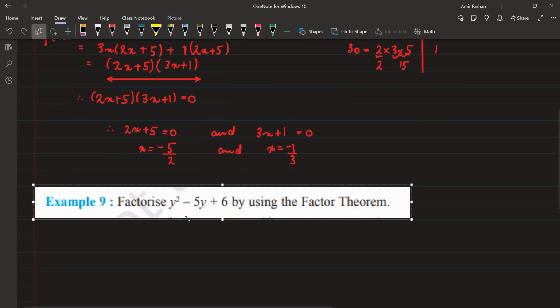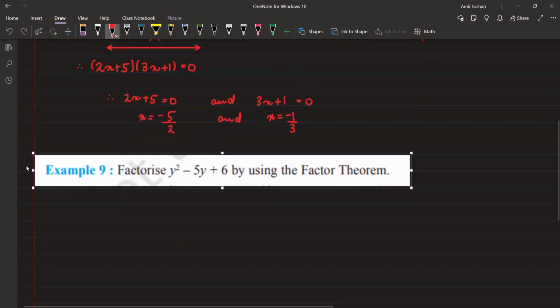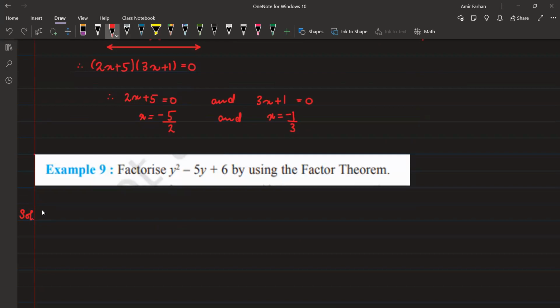So this is the question, which says factorize using factor theorem. Using factor theorem is very simple. It is completely straightforward. So how to factorize? First of all, you have to split this thing. So this is p of y, y square minus 5y plus 6. So this is the polynomial which you have been given. Yes or no? Yes. Very good.